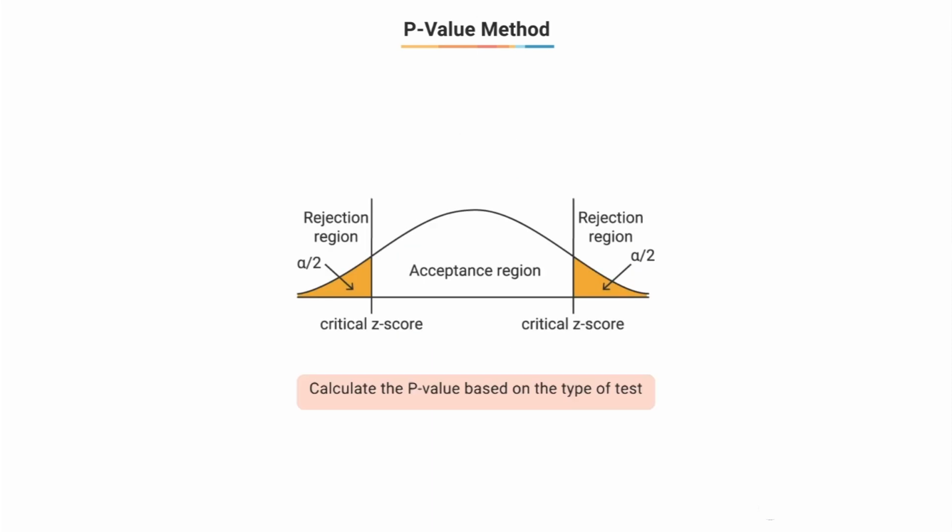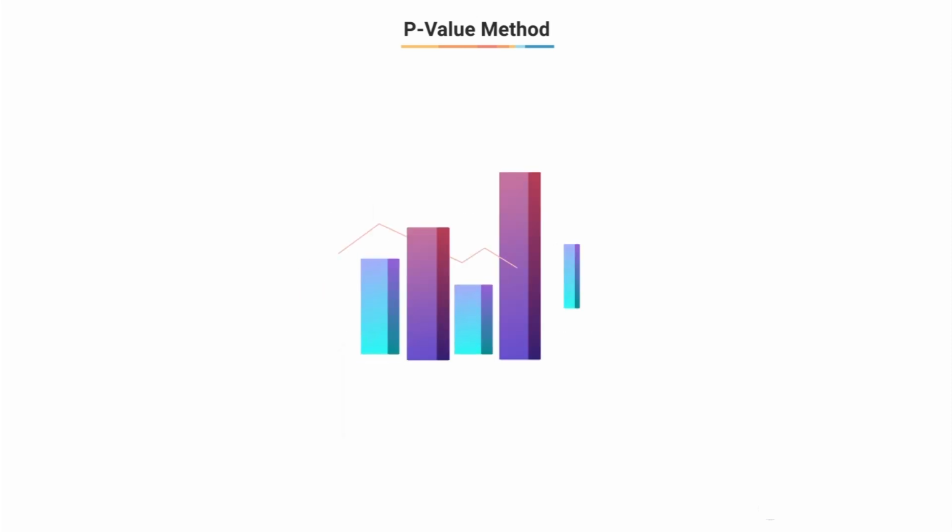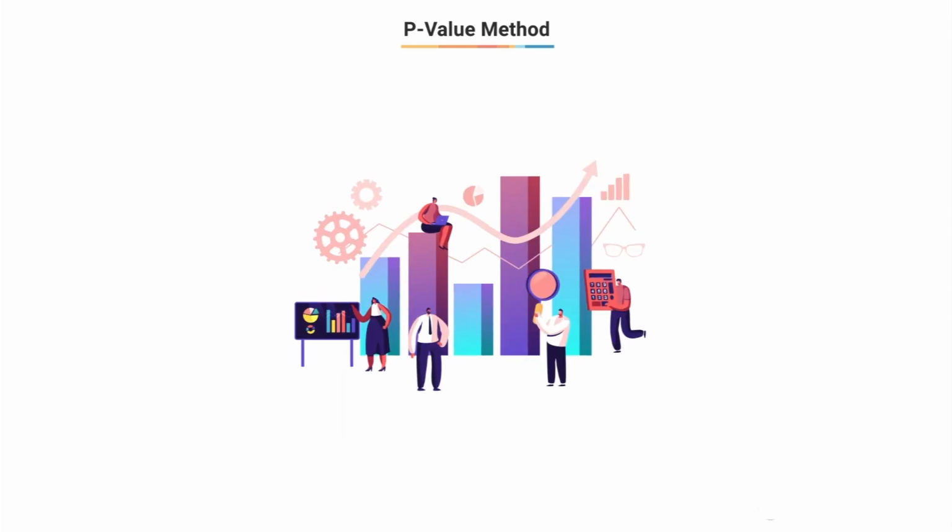Now let's see how we calculate the p-value based on the type of test. For a two-tailed test, the p-value falls on both sides of the curve. This is what we did when calculating the p-value for the two-tailed test. For the left-tailed test, the p-value will be on the left side of the curve. So let's say your test statistic is some value z, then the cumulative probability that you get from the table will be your p-value. Let's see the right-tailed test.